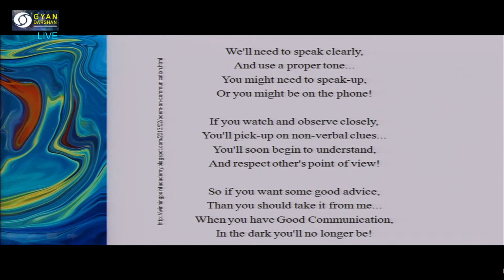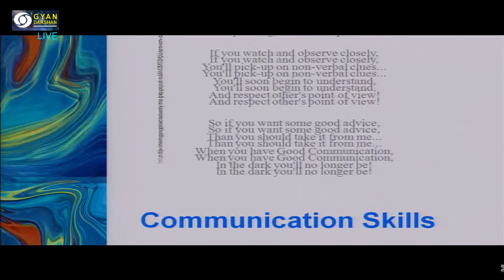If you watch and observe closely, you'll pick up on non-verbal clues. You'll soon begin to understand and respect others' point of view. So if you want some good advice, then you should take it from me. When you have good communication, in the dark you'll no longer be.